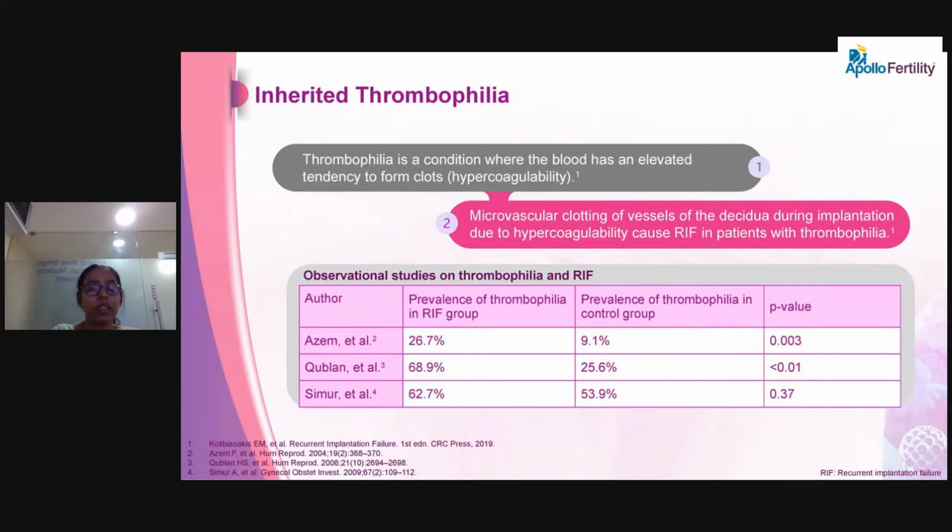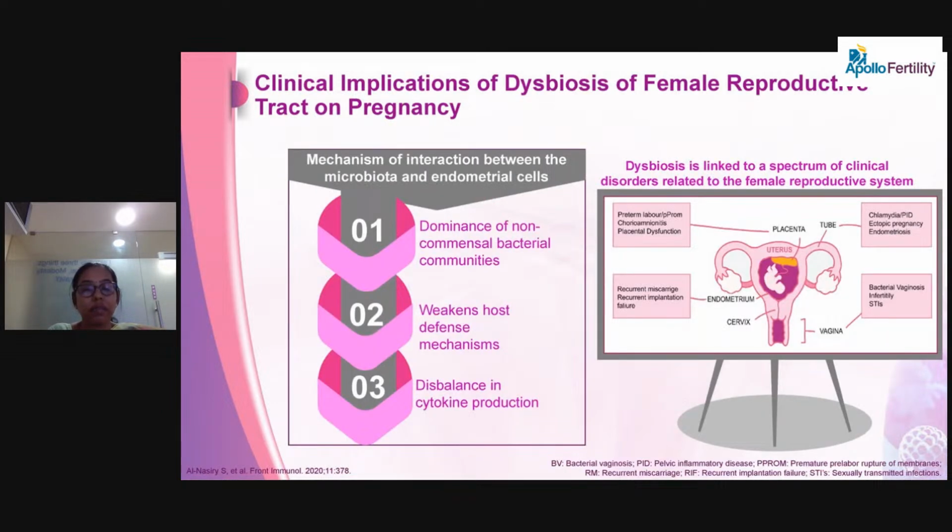Next, going to other inherited thrombophilias. Thrombophilias are the conditions where the blood has an elevated tendency to form clots, a hypercoagulable state. When the blood vessels get blocked with clots, microvascular clogging of the blood vessels in the decidua during the implantation period, because of this hypercoagulable state, can lead to a failure of the IVF cycle. So there were various studies to find out if there is a correlation between various inherited thrombophilias and recurrent implantation failure, and they found a strong correlation between the thrombophilias and failures.